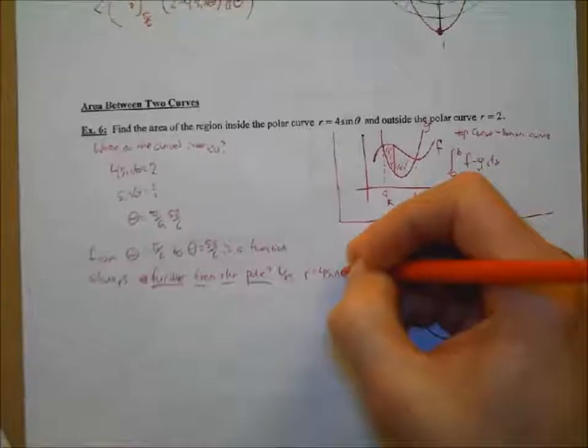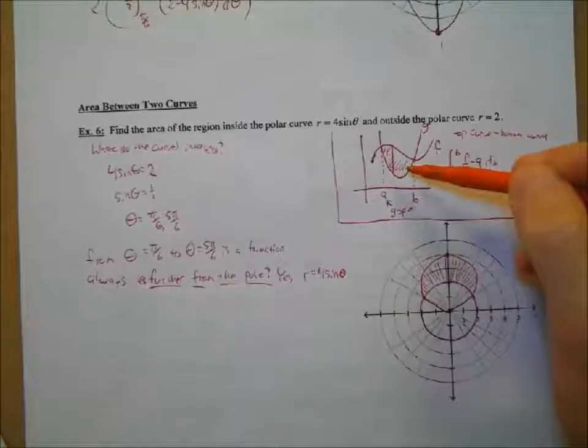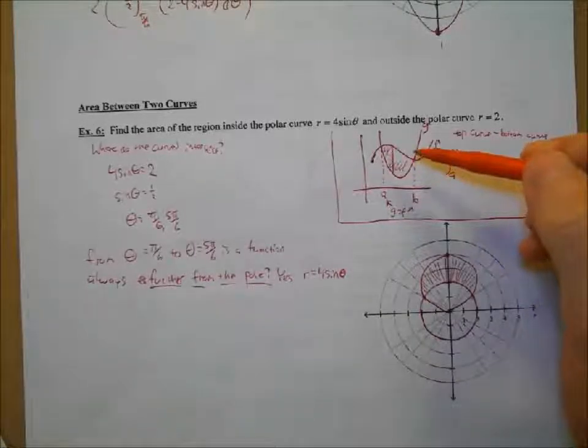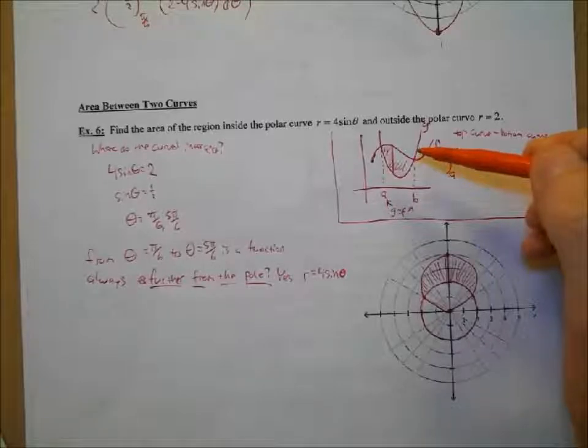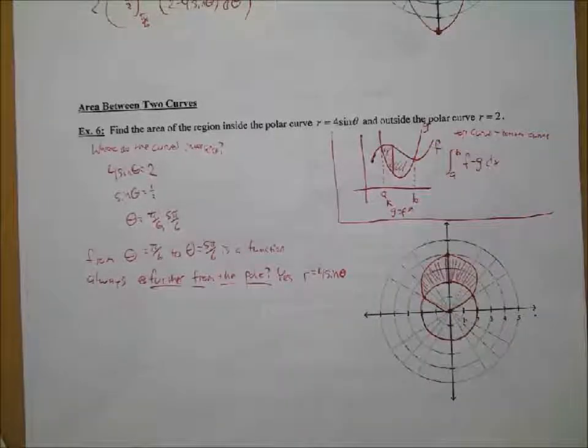Just like in rectangular, if the top and bottom curve switched, you'd have to write two different integrals: one where one was the top curve and one was the bottom curve, and then another integral where it flip-flops. We're going to see later that the outer curve is going to change for us too, so we'll have to add another integral in.